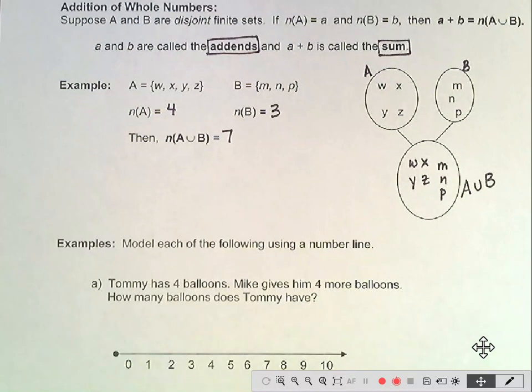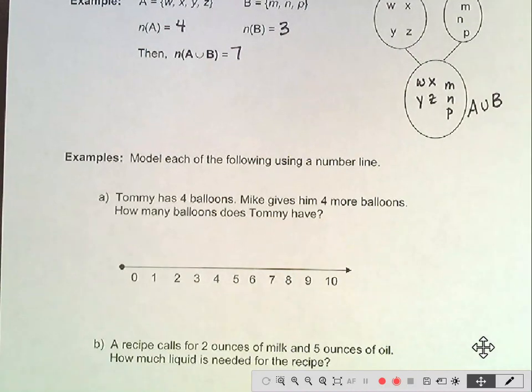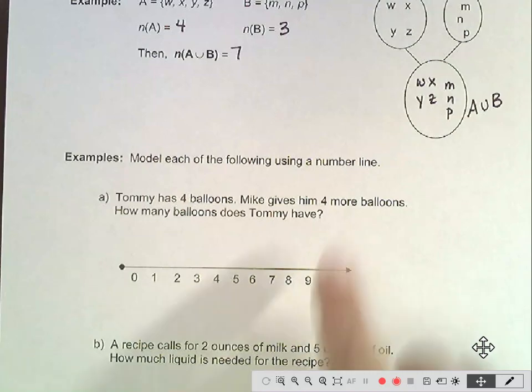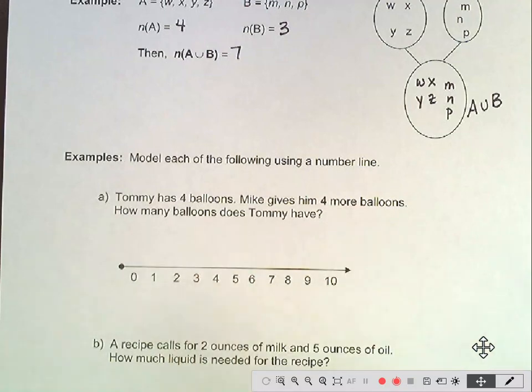And just to do a couple problems, it says model each of the following using a number line. So Tommy has 4 balloons. Mike gives him 4 more balloons. How many balloons does Tommy have? So it's kind of this wording of Mike gives him 4 more. How many balloons does he have, or how many total balloons does he have? Those words are the things that tell us that we're going to be adding.